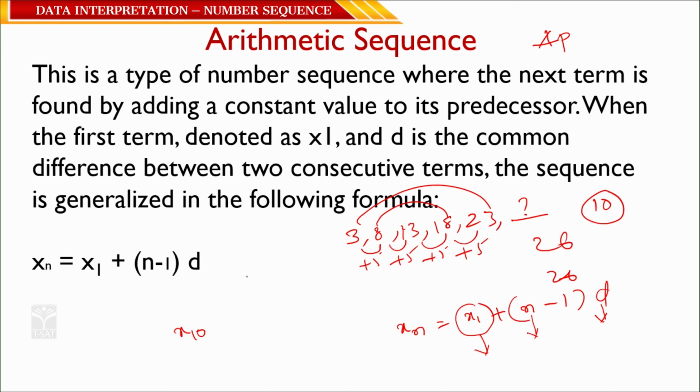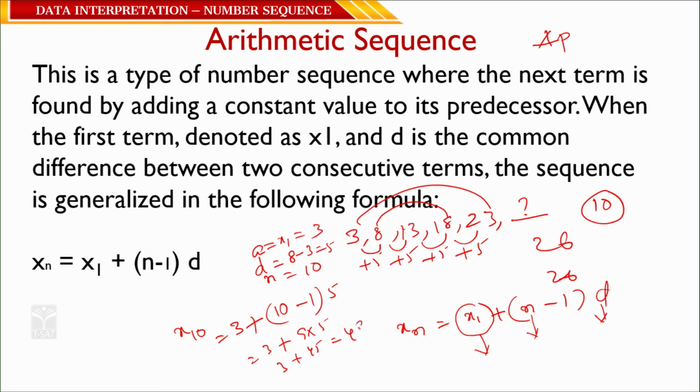Then what you have to do? What is the first term? That is a or x1. x1 is 3 and the common difference d is 8 minus 3, which is 5. So you have to substitute, and n is equal to 10, correct? Now substitute these values. x1 is 3, n is 10 minus 1, d is 5. So 3 plus 9 fives means 3 plus 45, 48 is the 10th term in this series.